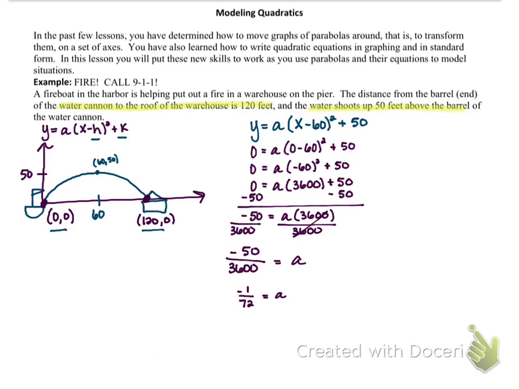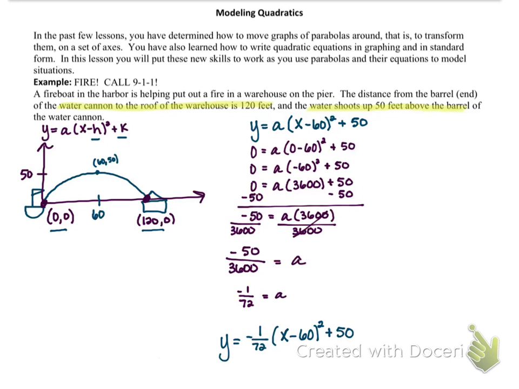Now that we have identified the vertex, so the h and k values, and we have also identified the a value, we can go ahead and write the final form of the quadratic, which will be y equals negative 1/72 times x minus 60 squared plus 50.